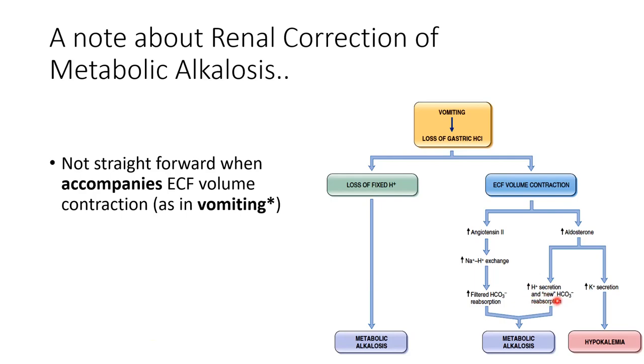Again, this new bicarbonate absorption is similar to the effect here. Increased hydrogen secretion, increased bicarbonate. The important difference, by the way, is that this is filtered bicarbonate, this is new bicarbonate. Both contribute to metabolic alkalosis. So metabolic alkalosis is happening here and it also is happening here. This is the double whammy, this is the double trouble with vomiting, and hence it's tricky to treat excessive vomiting-induced metabolic alkalosis. That was a special case.